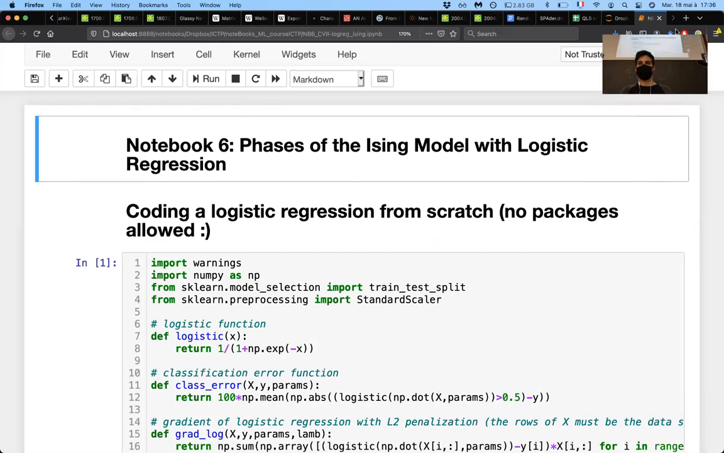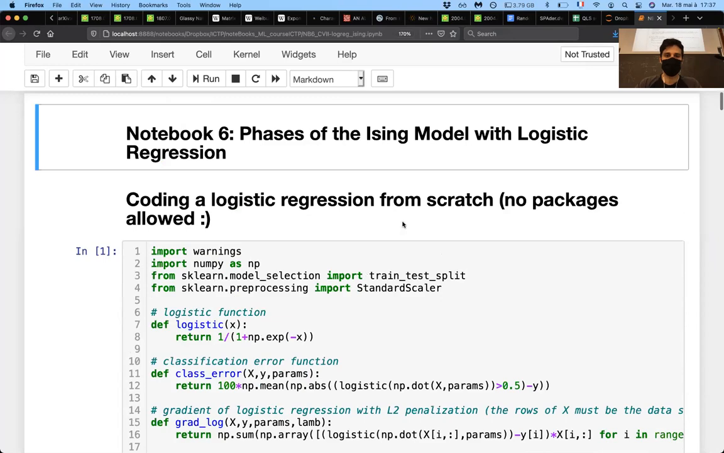Okay, this is a very nice application. So this notebook six, sorry, I'm speaking French, I'm tired, is about the Ising model. Again, we're physicists, we love studying the Ising model. It's a very generic model.